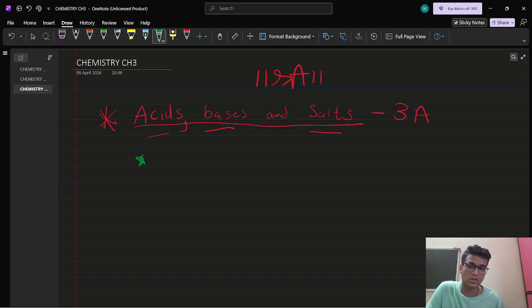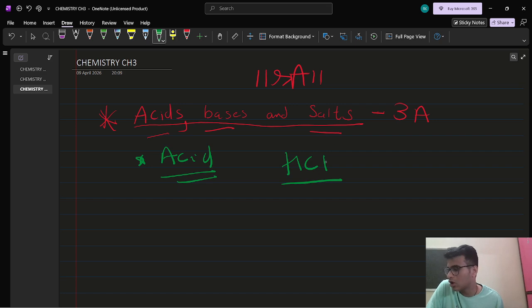The first definition is acid. What do you mean by acid? The textbook says that an acid is a compound which when dissolved in water yields hydronium ion as the only positively charged ion. So what do you mean by this? See, suppose I have HCl. This is an acid. Correct, this is an acid.